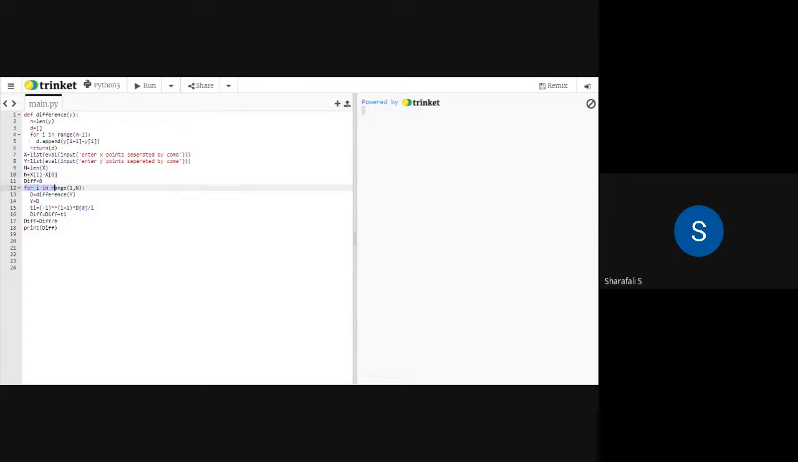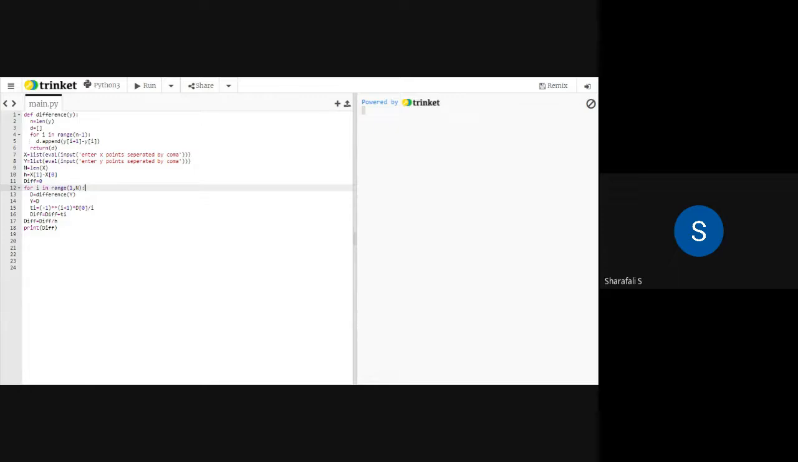Then you can see this for loop, that is for I in range 1 comma n. So we are considering the I value from 1 up to n. What is n? N is the length of x. So in this case, up to 4 we have to consider, right? From 1 to 4.